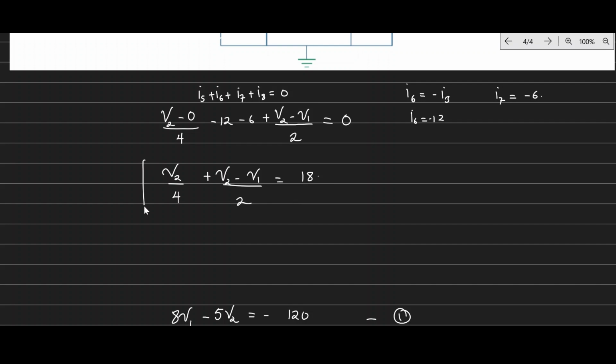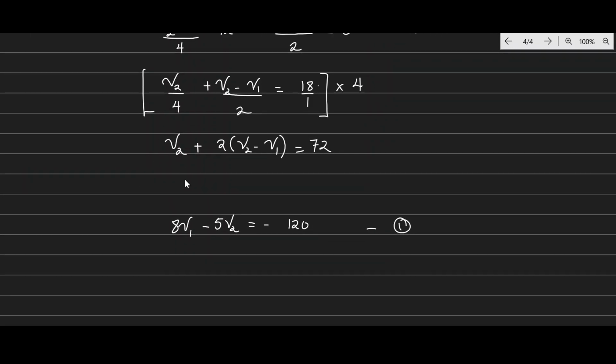And then I'm going to do the same thing. I don't like fractions. So I'm going to multiply the whole equation by the lowest common multiple of 2 and 4 and 1, of course, and that is 4 itself. So 4 by V2 over 4, that is V2. And then V2 minus V1 over 2 by 4, that is 2 times V2 minus V1. This is equal to 18 by 4. That is what? That is 72, isn't it? Let me just confirm 18 by 4. Yes, 72. Great.